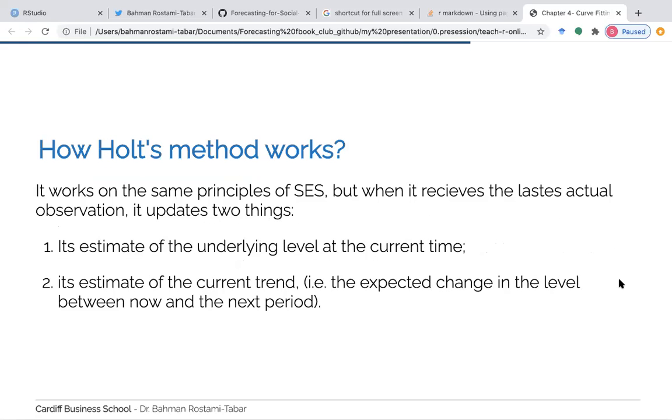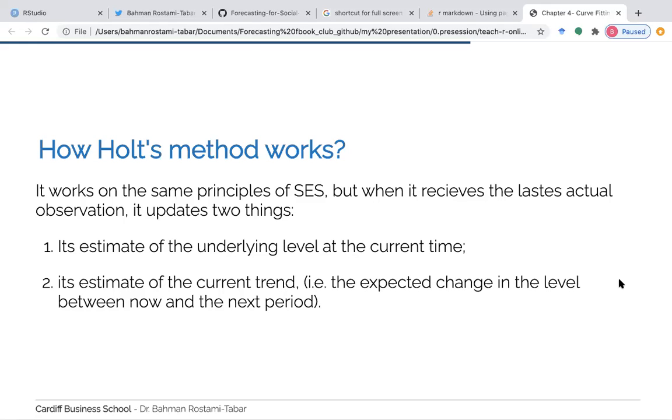So how does it work? The most important thing about exponential smoothing is that if you learn how single exponential smoothing works, then you can actually do the rest easily, because the principles are exactly the same. We update the level, we update the trend, we update the seasonality as we receive the latest observation. That's the idea or principle behind exponential smoothing, right?